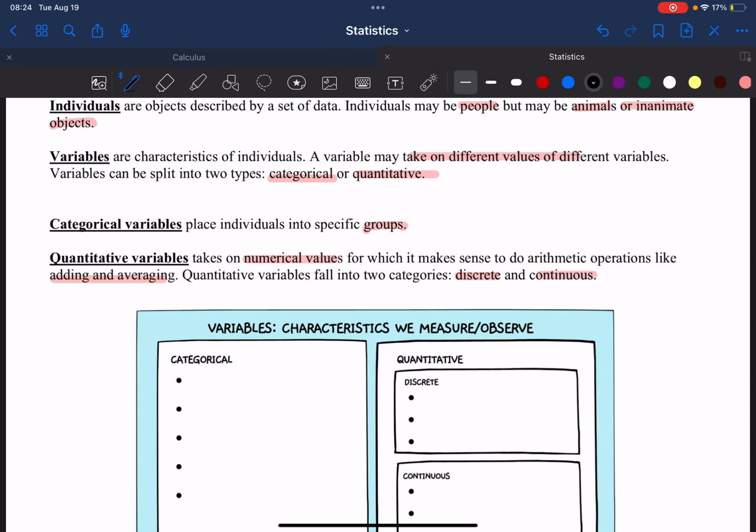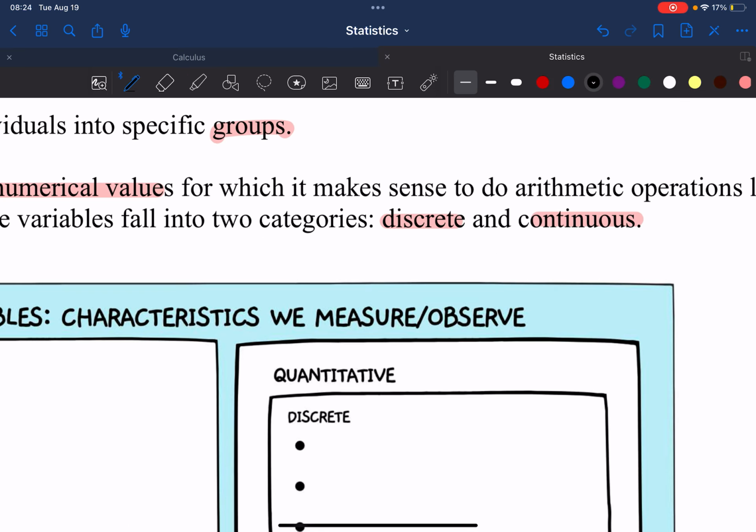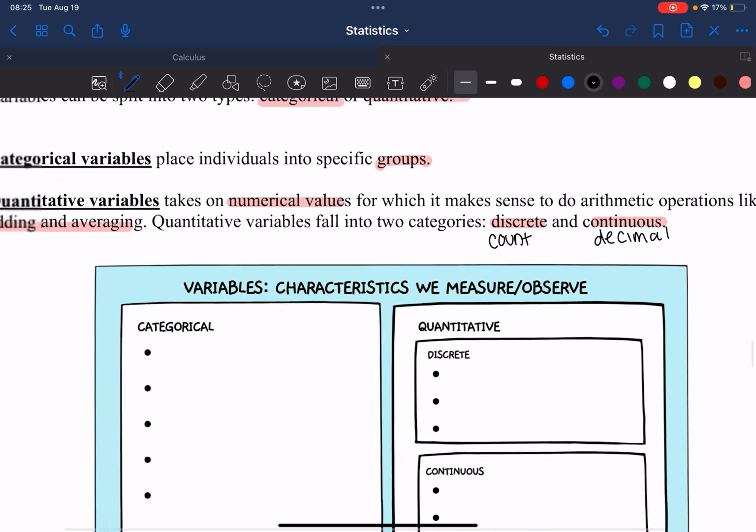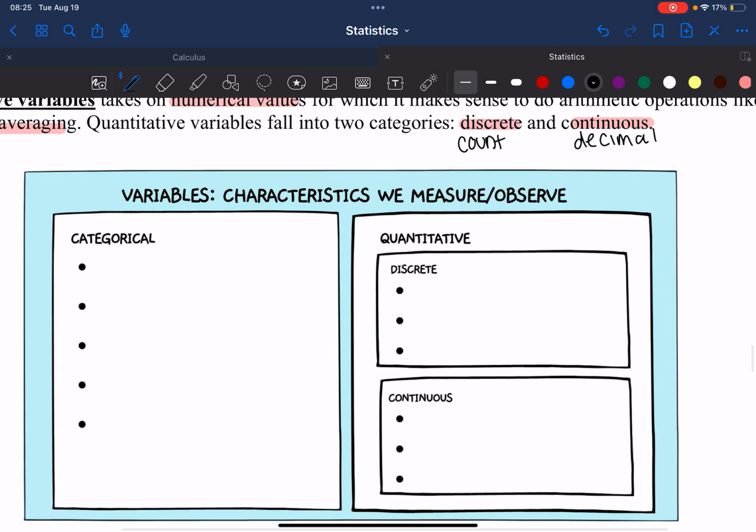So when you see the word discrete, when we're looking at quantitative, I want you to think something that you can count. Okay, so 0, 1, 2, 3, 4, etc. And then continuous, I want you to think a decimal. However, as we're looking at some examples, you'll notice that some things that include a decimal can actually be categorized as discrete. So first, looking at some examples for categorical, it's anything that we can place in a group.